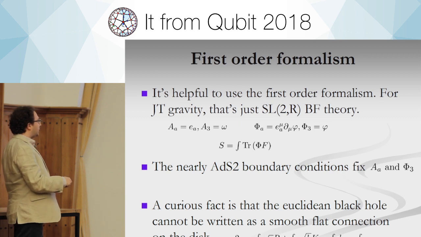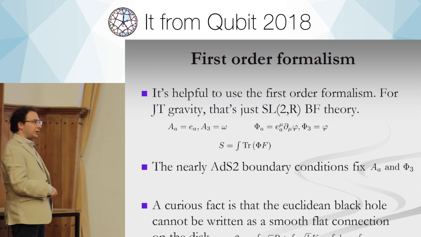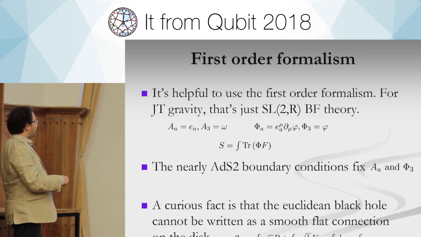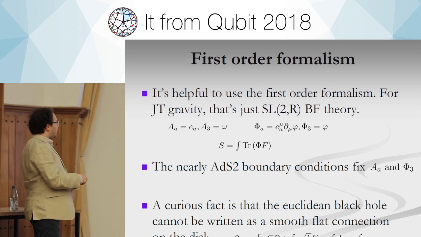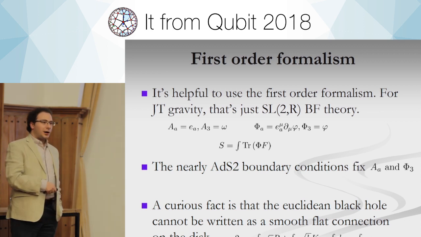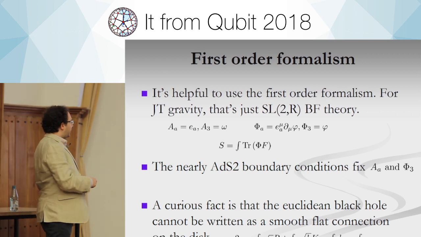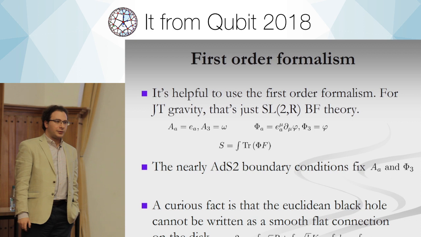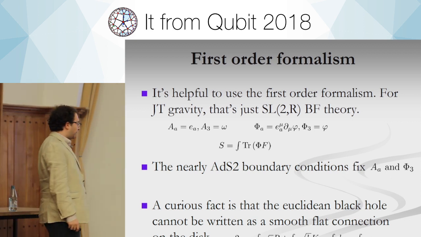And on shell, the way these new variables relate to the original dilaton gravity variables is that A runs from 1 to 2, and 1, 2, 3 are the three generators of SL(2,R). And so two of the generators, A1 and A2, are just given by the two components of the zweibein, and A3 is the spin connection. And then the third component of this phi is the original dilaton, and the 1-2 components are this slightly funny looking combination, which involves some derivatives of the dilaton.